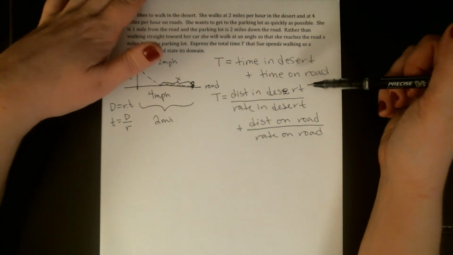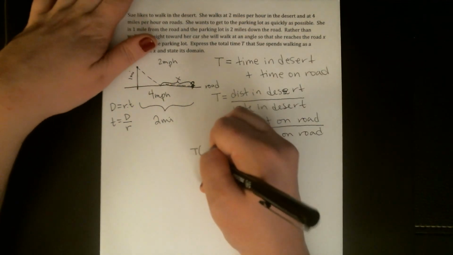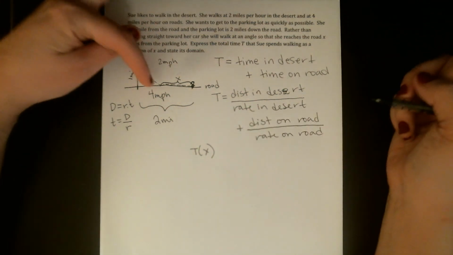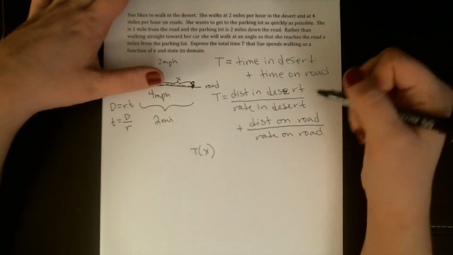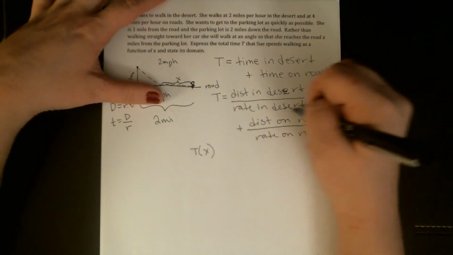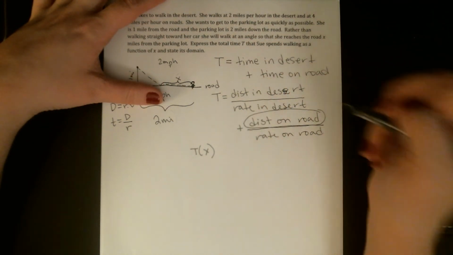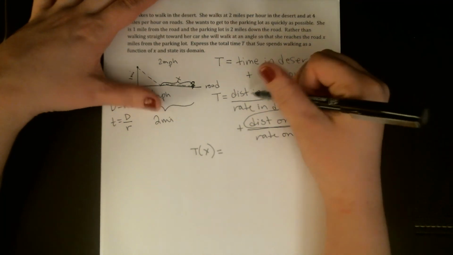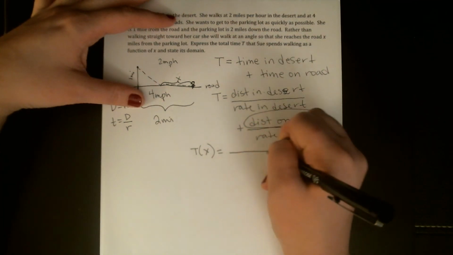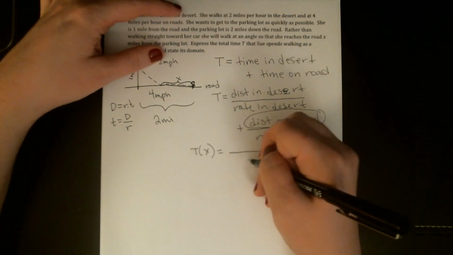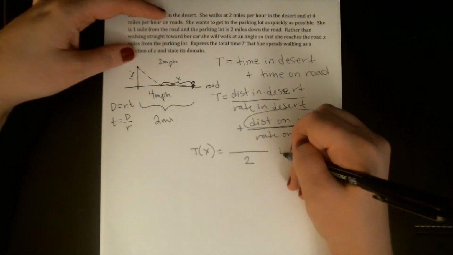Okay, so now I think I'm ready to start filling in the pieces. So I want this to end up being a function of x. X is the distance that Sue walks on the road. So that allows me to fill in this part right away. So I get a few things for free. The distance in the desert I'm going to have to work on still, but I do know the rate in the desert. The rate in the desert is 2 miles per hour.